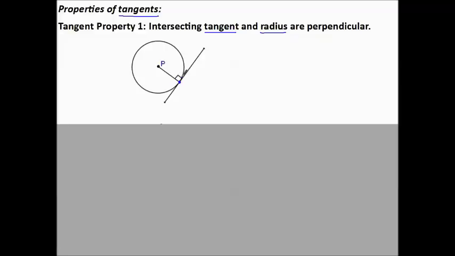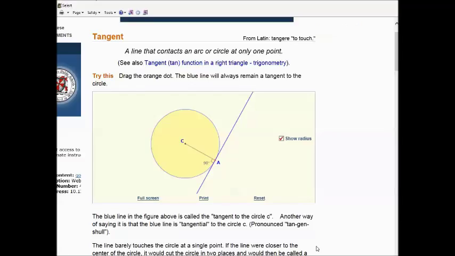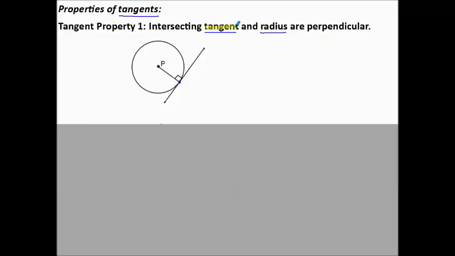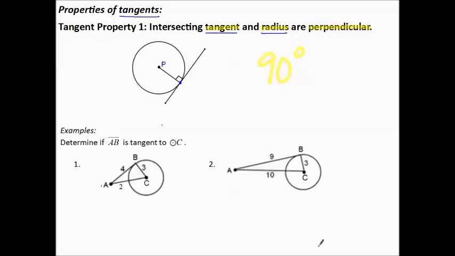They will be perpendicular. You'll notice in this animation that no matter where I put that point of tangency, I can drag it anywhere in the circle. If it intersects the radius, that tangent is always making a 90-degree angle with the radius. So again, tangent, radius, perpendicular. They're going to make 90 degrees.